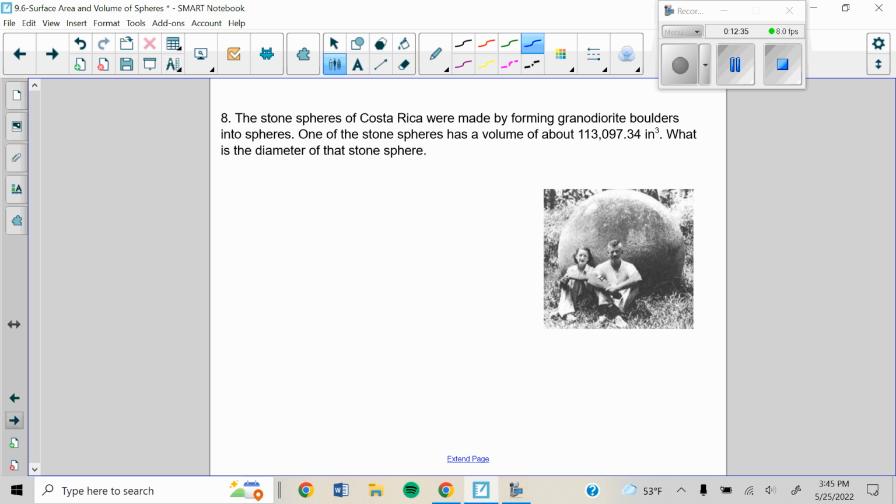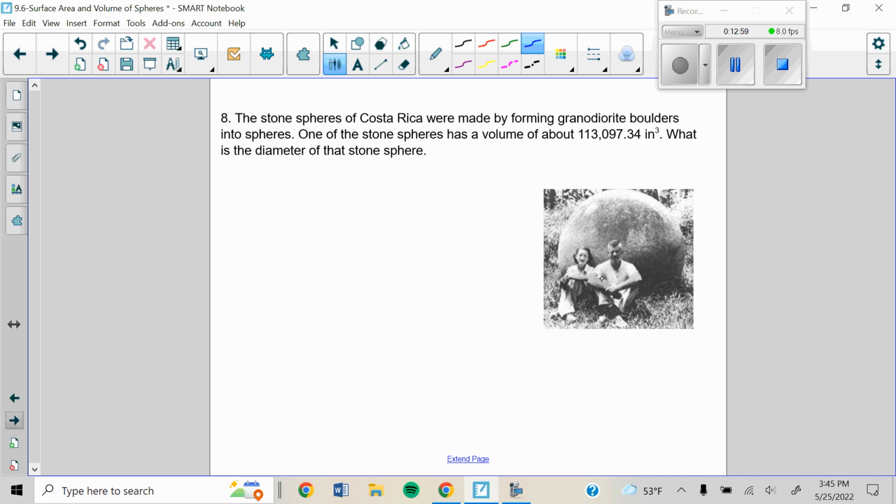It's a word problem. The stone spheres of Costa Rica were made by forming granulite boulders into spheres. One of the stone spheres had a volume of about 113,097.34 inches cubed. What is the diameter of that stone sphere?